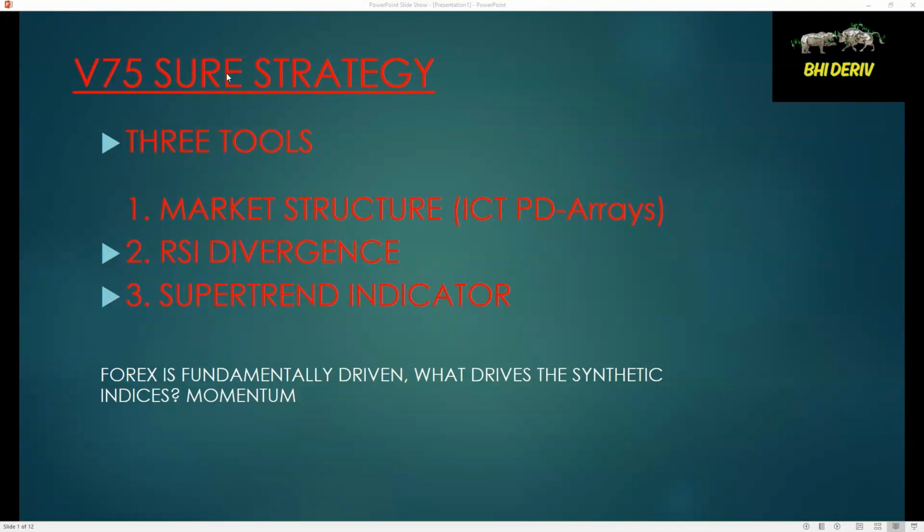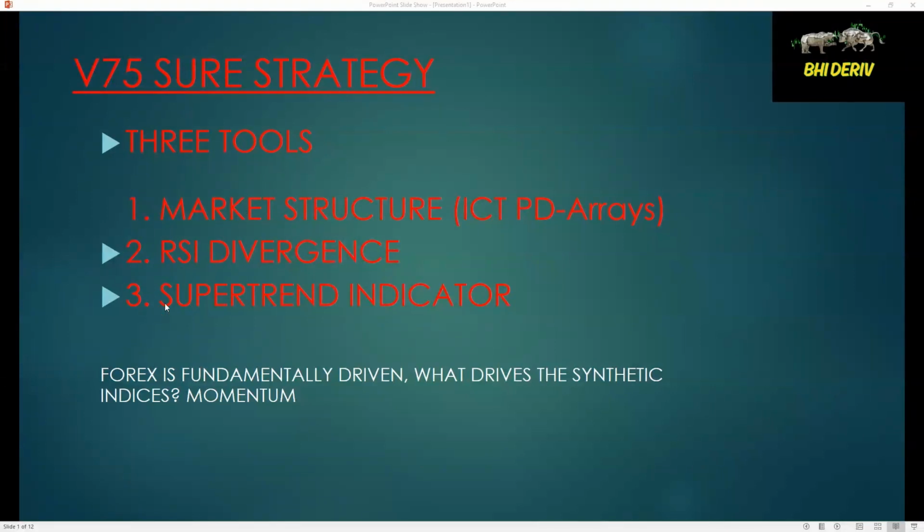And I call it a sure strategy because we have 3 different excellent systems that have been put together in order for us to always get fire trades. Okay, so market structure, RSI divergence, super trend indicator, 3 of them will be discussed in this video briefly.